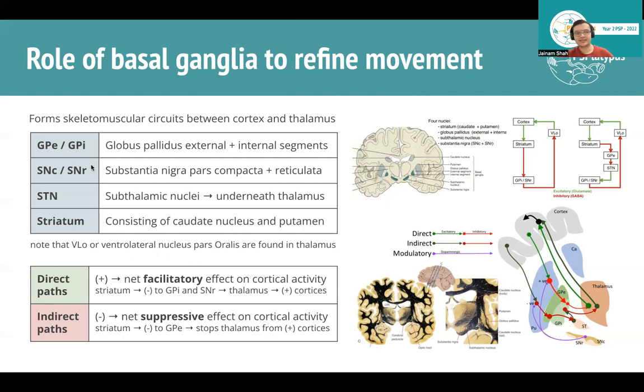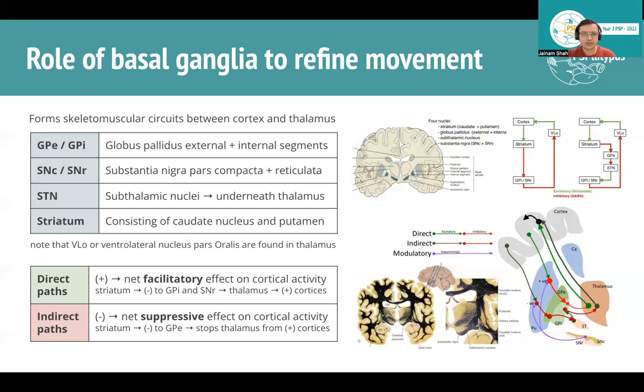You also have the SNC and SNR, so the substantia nigra pars compacta, and also the reticulata. Remember this in particular, especially the SNC when we discuss pathologies like in Parkinson's. The STN is the subthalamic nuclei, which is, as the name suggests, underneath the thalamus. And the striatum is a combined structure that actually consists of the caudate nucleus and the putamen. So these are the four major nuclei that you just need to have an idea about what their acronyms correspond to.